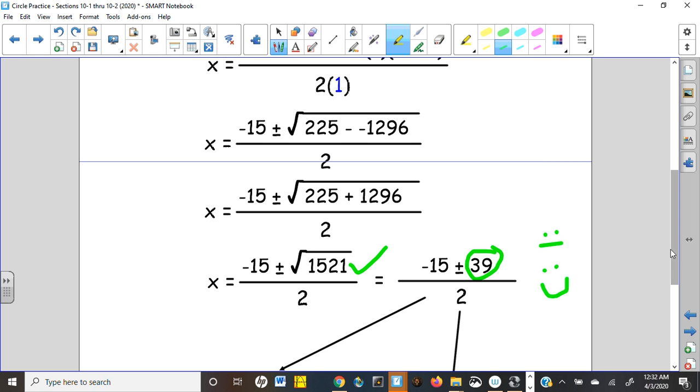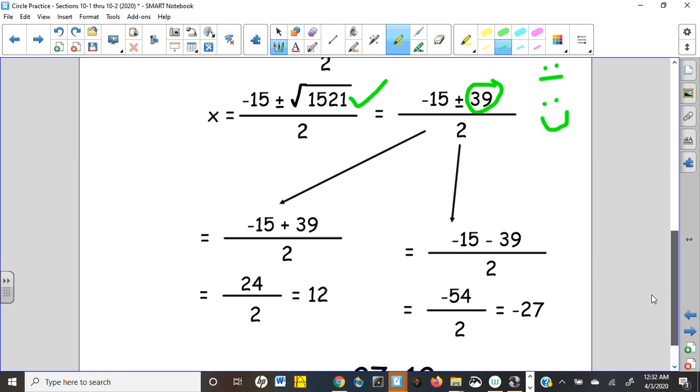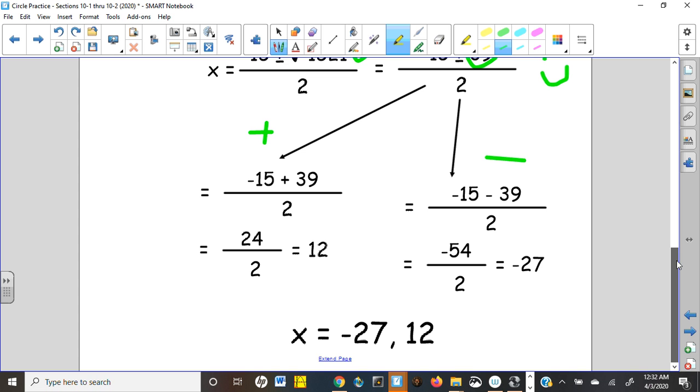There we go. Now you do have to break it into the 2 cases because remember we're doing plus or minus. So this is the plus case, and I get 24 over 2, which is 12, and this is the minus case, where I get negative 54 over 2, which is negative 27. So the 2 answers are negative 27 and 12.